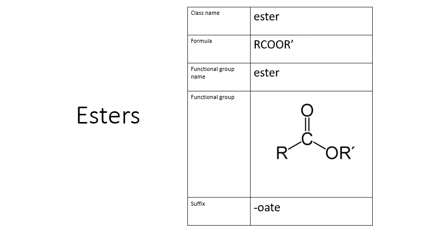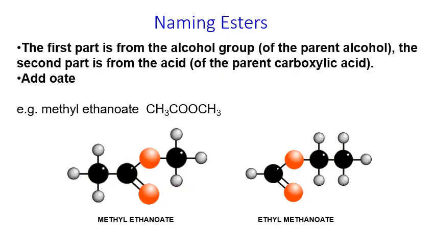So the next is the esters. Okay, there's quite a number of them. You would have probably looked at that not last year, but in IGCSE. So it's RCOOR'. Again, R and R' can be the same or different. The functional group is known as the ester, and the suffix is the -oate. So in terms of naming esters, the first part is from the alcohol group of the parent alcohol that the ester has been made from, and the second part is from the parent carboxylic acid, and then you add an -oate. Okay, so let's look at methyl ethanoate.